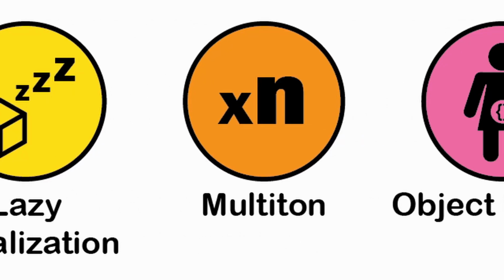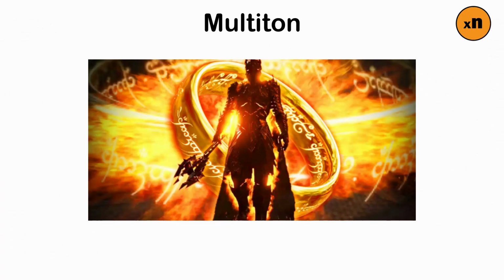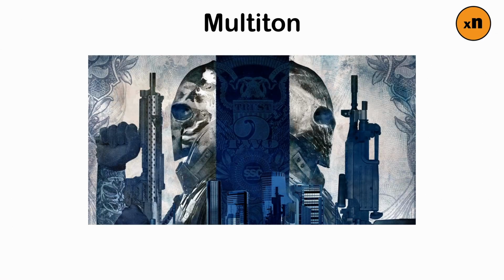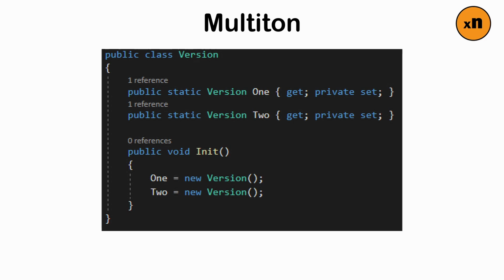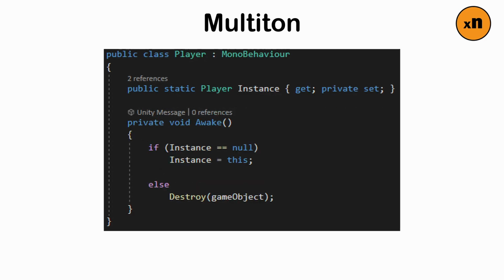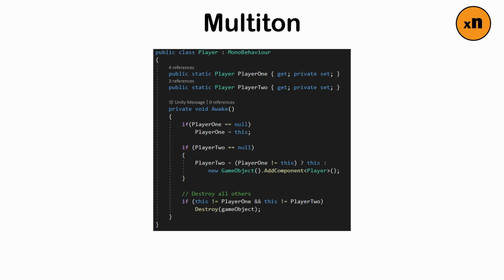The Multiton pattern. Where singletons only allow one instance of a class, multitons allow several, each identified by a unique key such as a name, number, or hash ID. For a small number of instances, you can declare multiple static instances. For example, a single-player game might have a static instance of the player class, whereas a local co-op game might have static instances for player 1 and player 2.